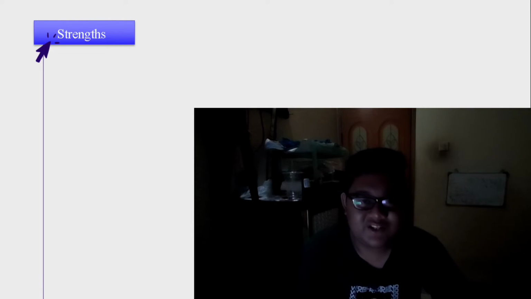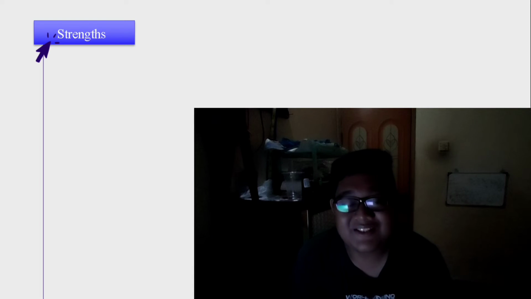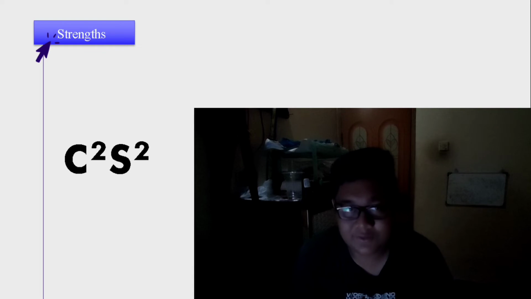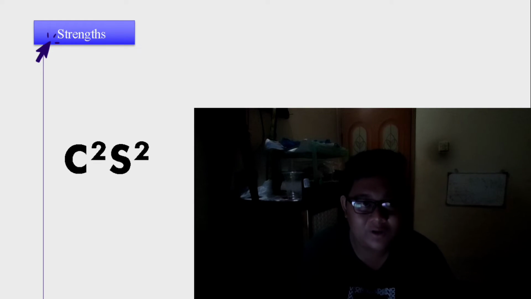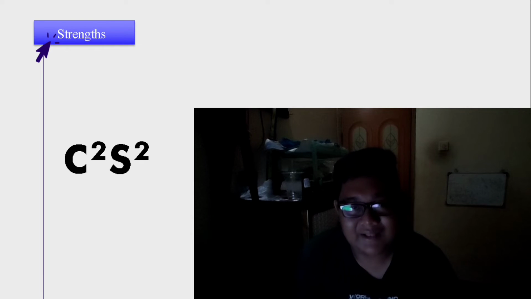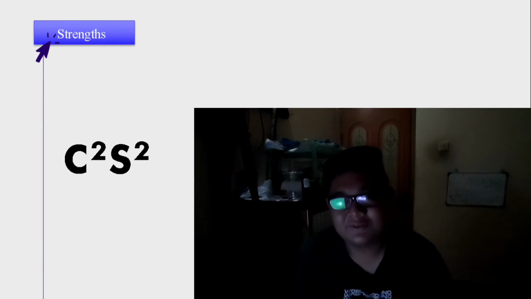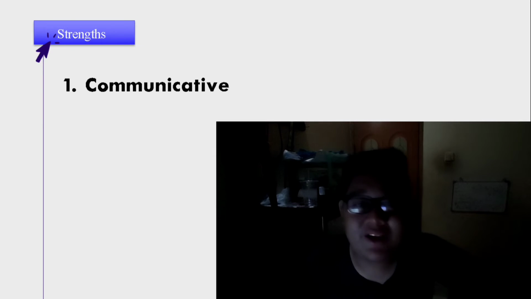Now I will explain about the strengths and the weaknesses of CLL method. Firstly, let's move to the strengths. I have a trick to memorize it, so I call it C2 S2. Actually it's called C squared and S squared, but it's easier when I call it C2 and S2.